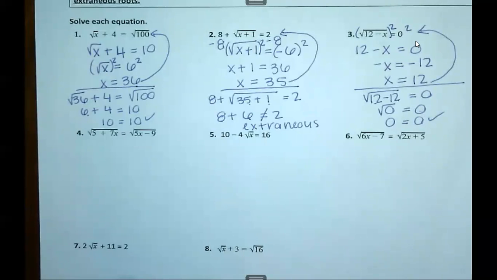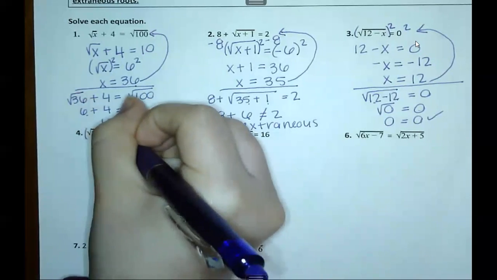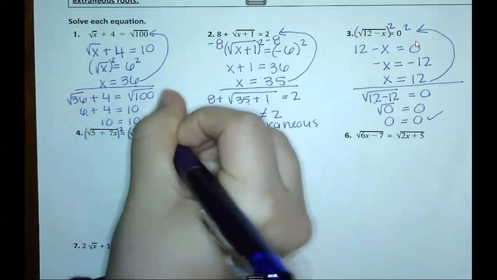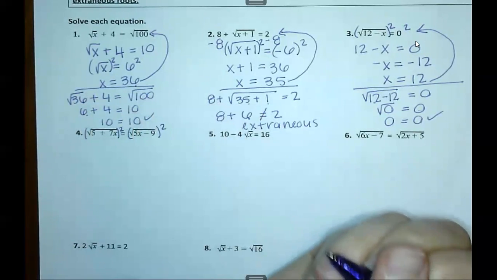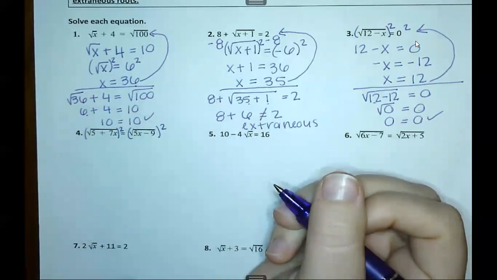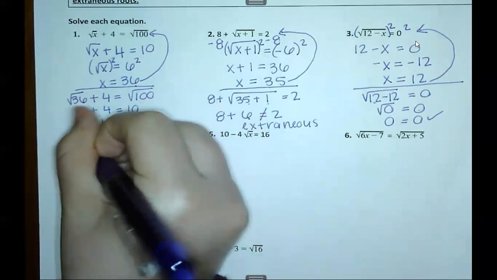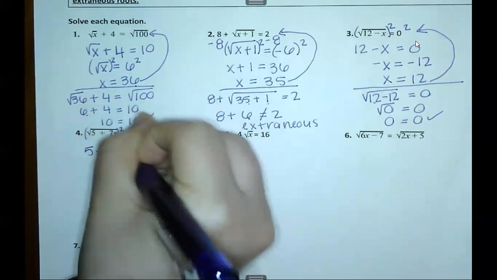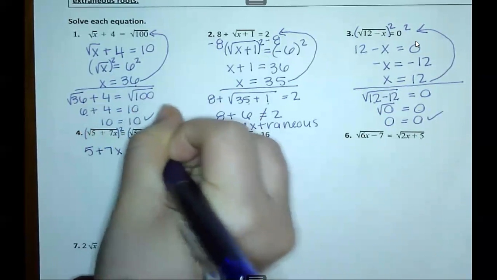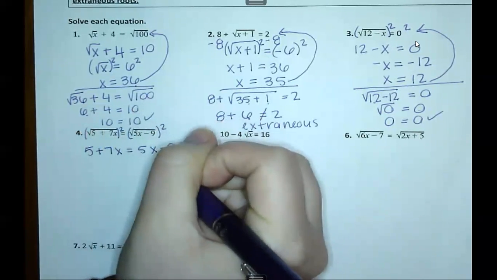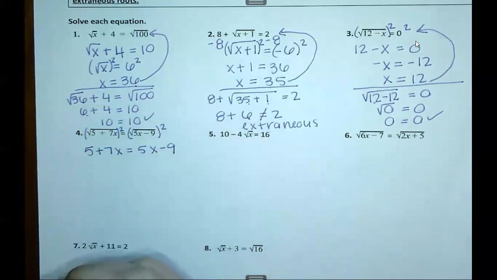All right, number 4. We have radicals on both sides, and they are all by themselves, so nothing to move. So we move on to step 2, which is to get rid of the radical or the square root. And to do that, we have to square both sides. So squaring those just makes the square root go away, which is going to give us 5 plus 7x equals 5x minus 9.